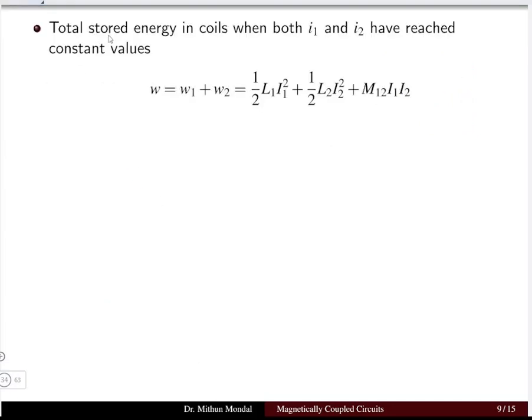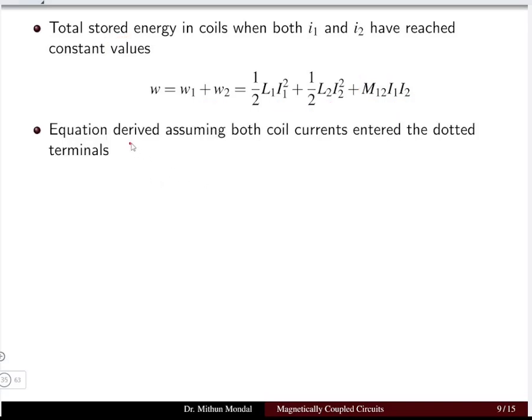Now the total stored energy we can calculate as the sum of the energy from the first coil and the second coil. The first two terms are due to the self-inductance of the first coil and the second coil, and the last term is due to the mutual inductance linking the two coils. If the mutual inductance is not there, this effect will not be there, and the energy will be due to the self-inductance only. If the mutual inductance is there between the two coils, then we have the third term.